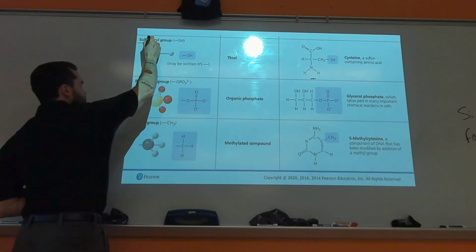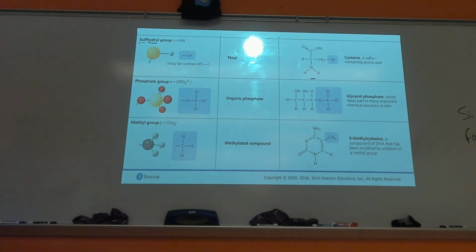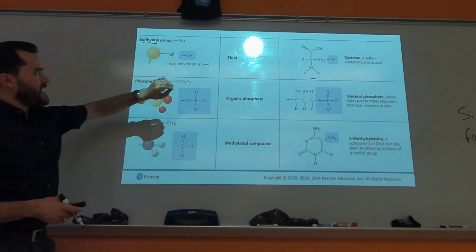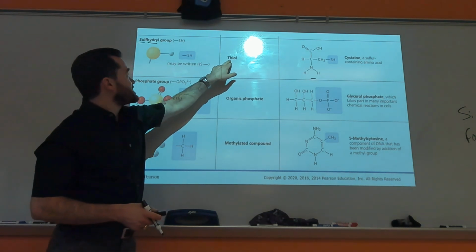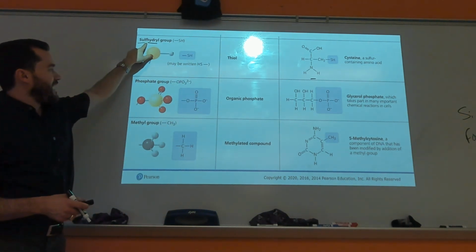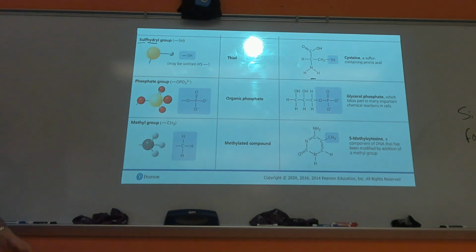Sulfhydryl, sulfur and hydrogen, and they'll also call that a thiol group. That one can be a little tricky, but I always found it wasn't too bad to notice the difference between them. An example of a molecule that has the thiol group is the amino acid cysteine. So you can see that SH group right there.